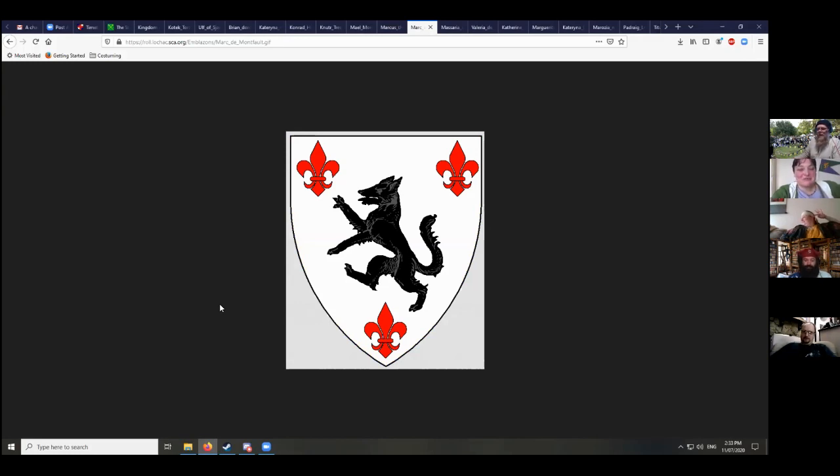So, no field division. Do I have a primary charge? Yes. Which one is it and how can you tell? It's the wolf sable. And it's in the center of the field itself. Fantastic. Care to have a stab at identifying what posture that wolf might be in? Rampant. Bingo. How can you tell rampant?